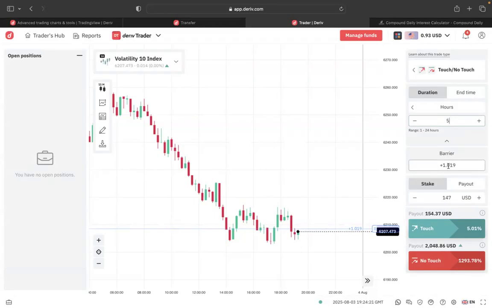Now, let me quickly explain what this trade type, touch/no touch, means. This touch/no touch, it has two things. You can either purchase the touch or purchase the no touch. Now, what it means is if I say touch, right?